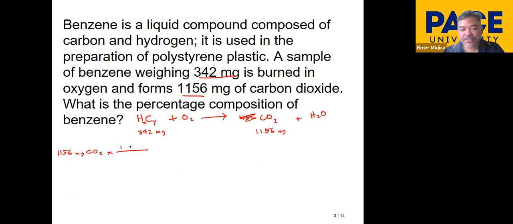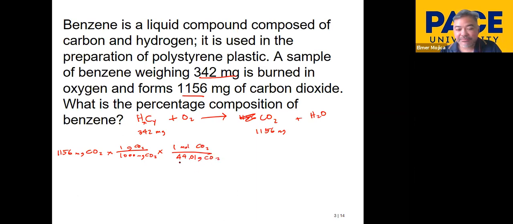For every 1 gram of CO2, you have 1000 milligrams of CO2. And then what we're going to do, we need to get the moles. So for every 1 mole of CO2, you have 44.01 grams of CO2. So where did I get the 44.01 grams? That's the molar mass of your CO2.